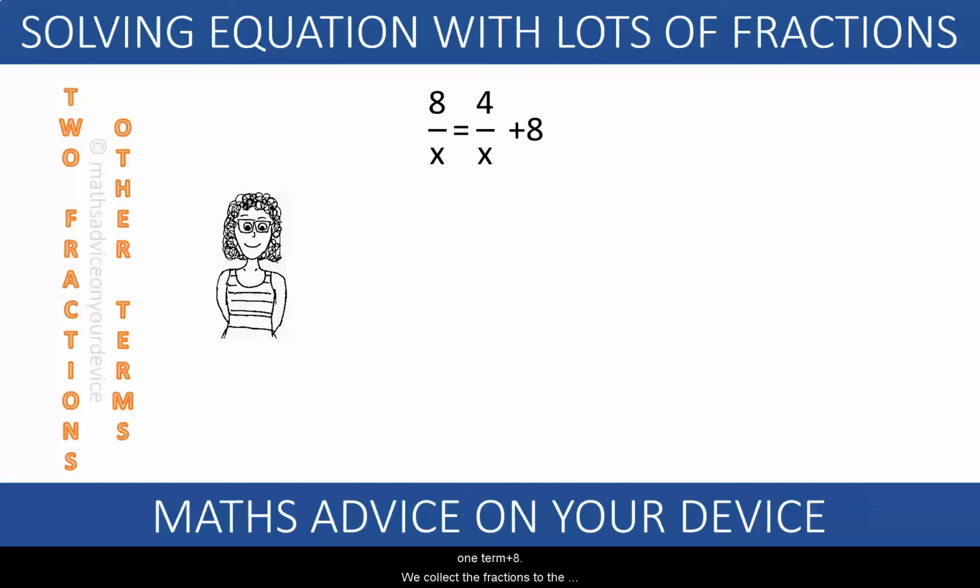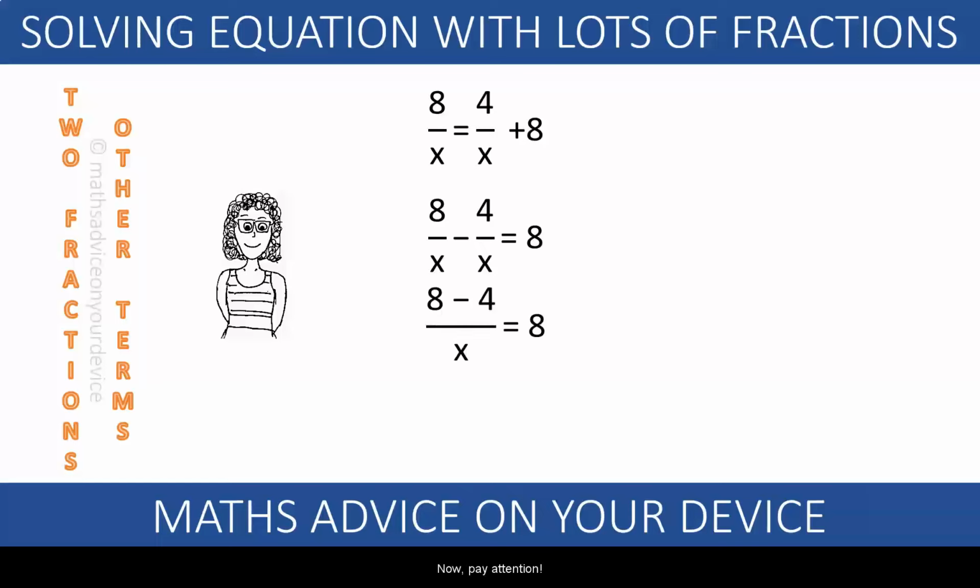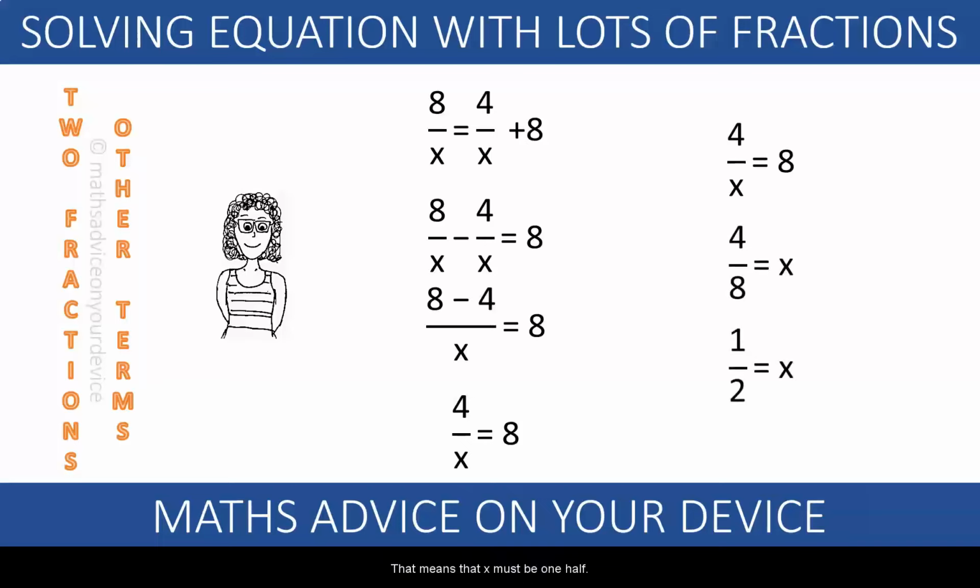This example contains two fractions and one term plus 8. We collect the fractions to the left and keep 8 on the right hand side. Now, pay attention. Since the fractions have a common denominator, x, we can simplify the numerator, 8 minus 4, and leave the same denominator. Now, if 4/x equals 8, then 4/8 must be x. That means x equals 1/2.